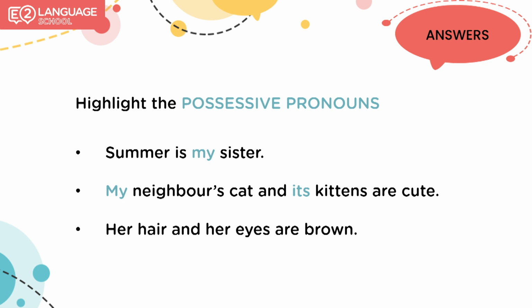Okay, moving on to the last sentence, the possessive pronouns here were her hair and her eyes are brown.